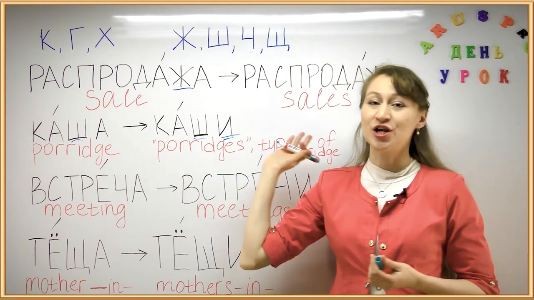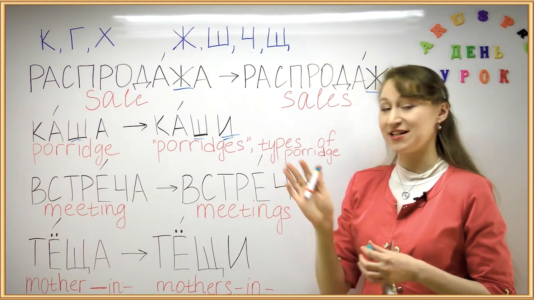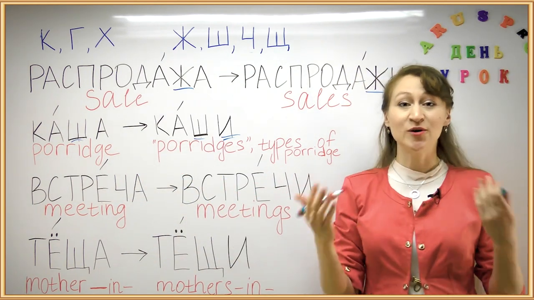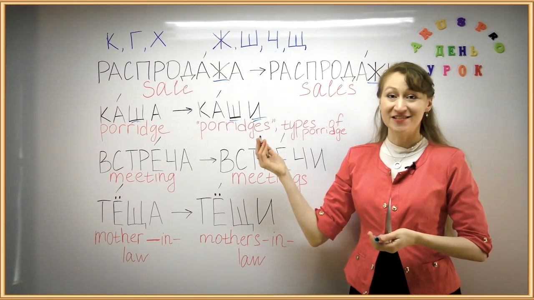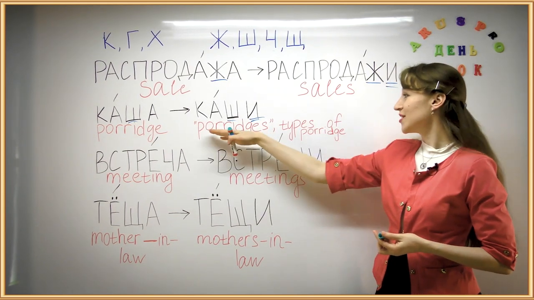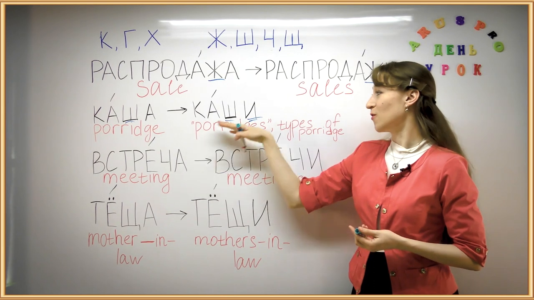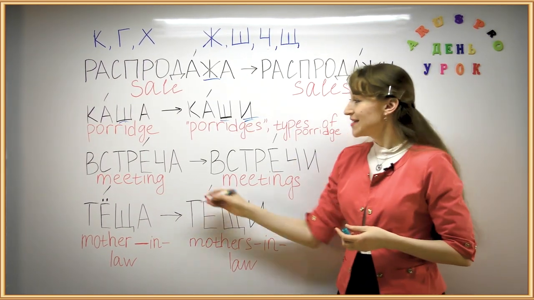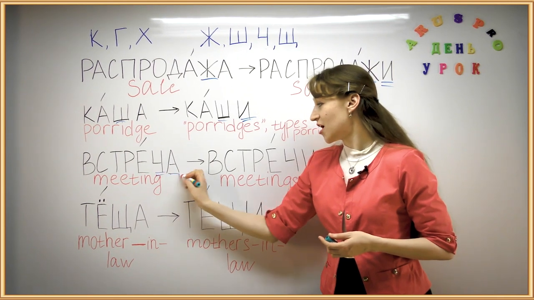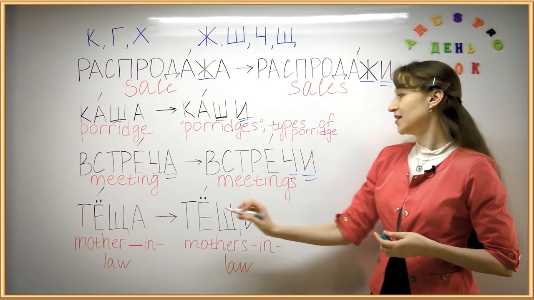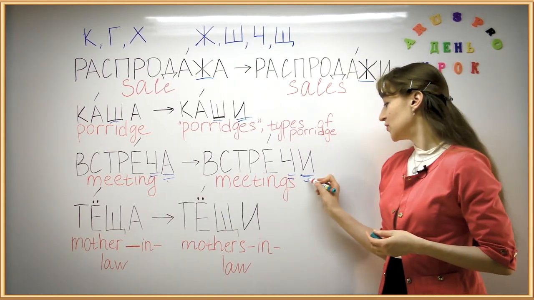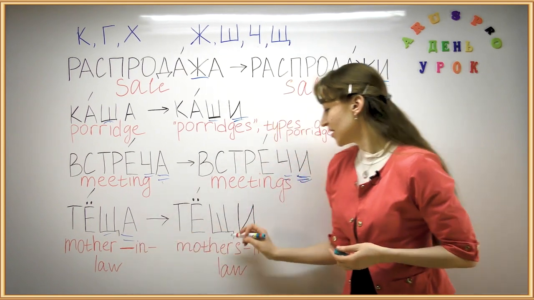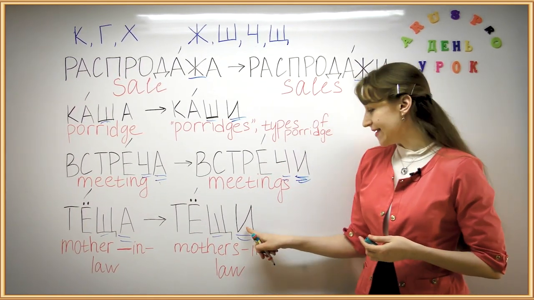каши. Now, I know you don't really use the word porridge in English now, but in Russian, каша is any type of porridge. It can be oatmeal, it can be buckwheat, it can be any grain that you can cook as porridge. So, we also have the plural form of this word, which is like types of porridge. Каши. Next word, встреча, meeting, встречи. Again, ч, а goes to и, according to our seven-letter rule. Тёща, щ, тёщи. Again, и, not ы.